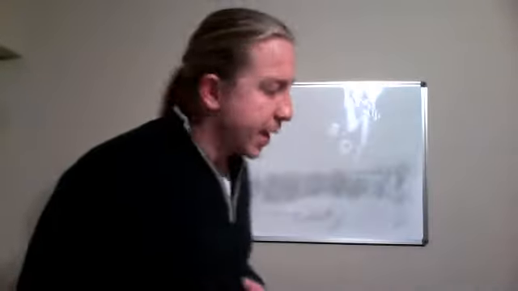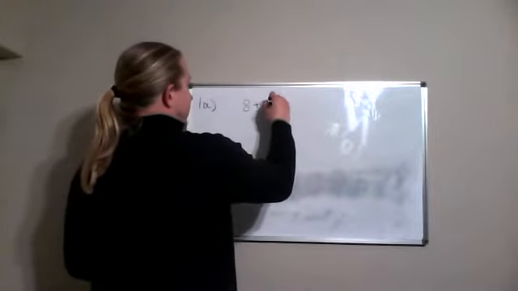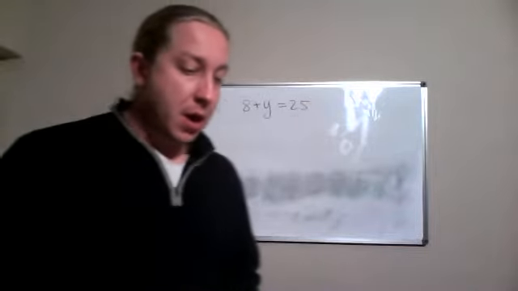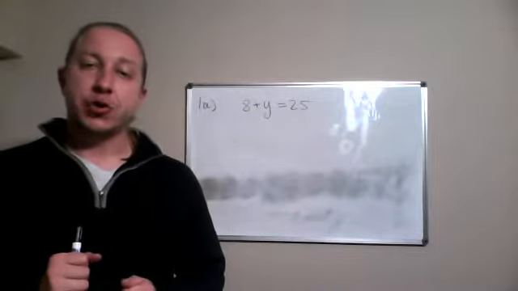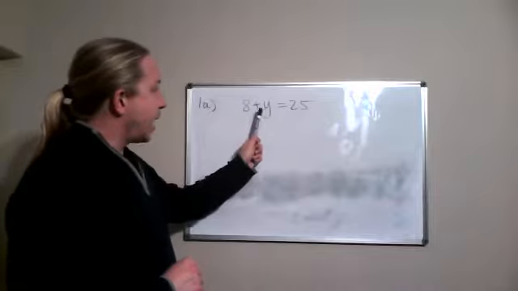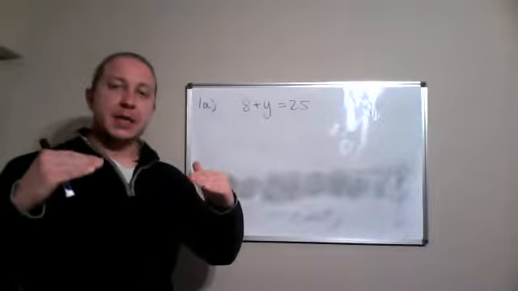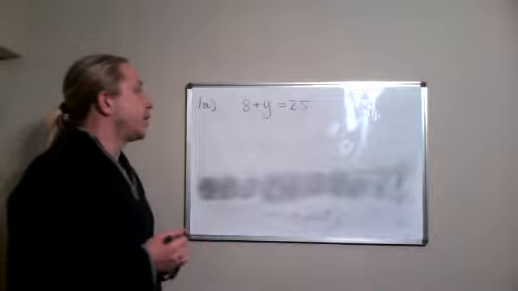So I'll do 1a. Okay, so 1a says 8 plus y equals to 25. So instead of now solving for y, taking things left and right and subtracting, what we are doing is we are thinking, right? What must we add to 8 so that we get 25? So think of the scales balancing. Well, 8 plus what will give me 25?